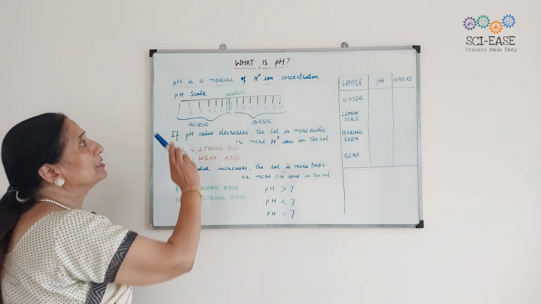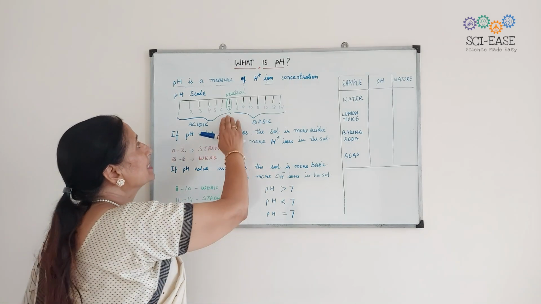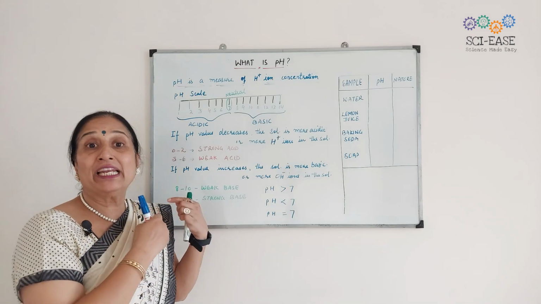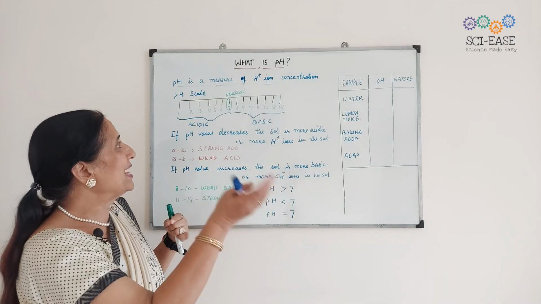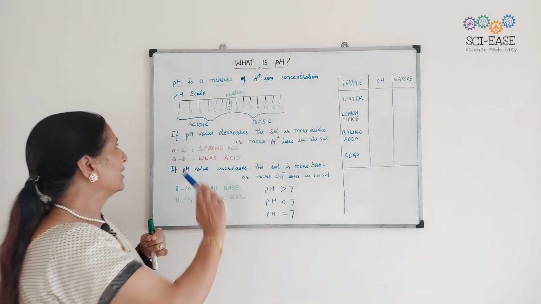If we measure the pH of water, it comes out to be 7. And when we measure the pH of any acid, it will range from 1 to 6, and for some base, it will range from 8 to 14.